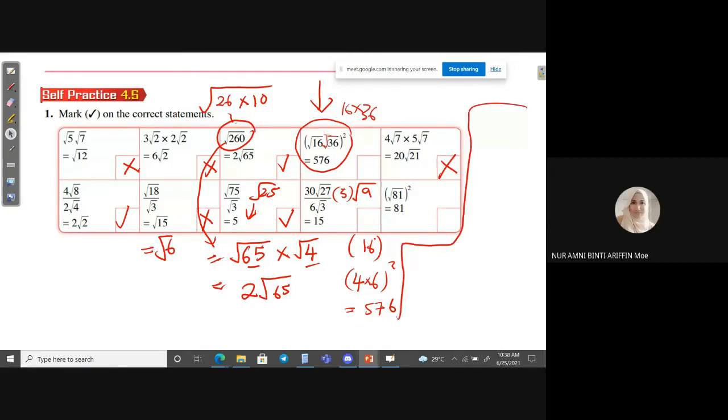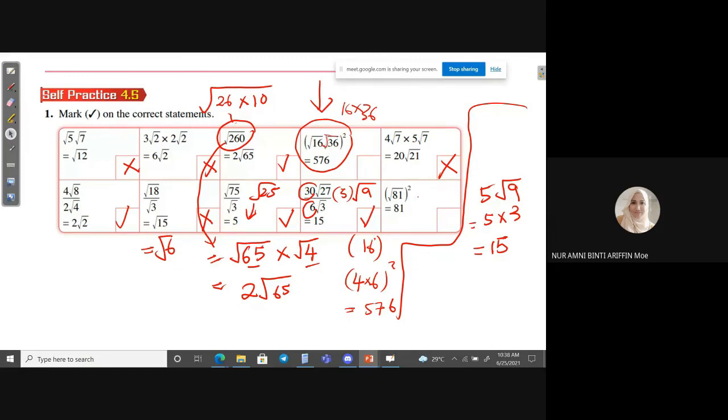Correct. Okay, 30 divided by 6, tengok, becomes 5. I tulis kat sini, 27 divided by 3 becomes square root of 9. Right? Square root of 9 is 3, 5 times 3, so it becomes 15. So correct.